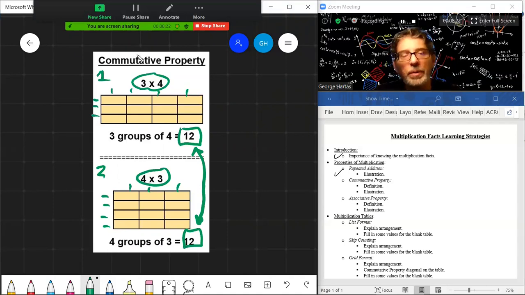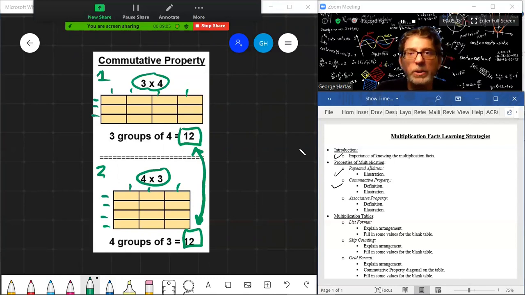So the commutative property, in essence, says that you can change the order of the numbers being multiplied and still have the same answer. This is going to be important when you're looking at the multiplication table, because what this implies is that you don't need to memorize the whole table, but only half of it. Since 3 times 4 is the same as 4 times 3, you'll see a diagonal which will cut that multiplication grid in half. And that's due to this thing called the commutative property.